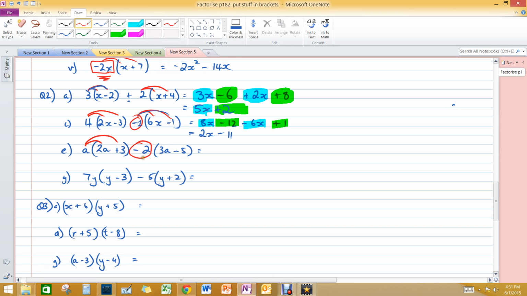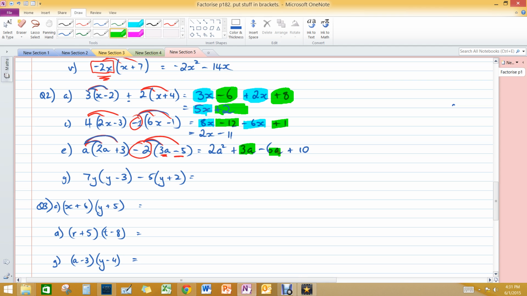Keep in mind that that negative 2 needs to be applied to both the 3a and the negative 5. So a times 2a is going to be 2a squared. A times 3 is going to be plus 3a. Negative 2 times 3a is going to be negative 6a. And negative 2 times negative 5 is going to be plus 10. Okay, can we group our like terms?